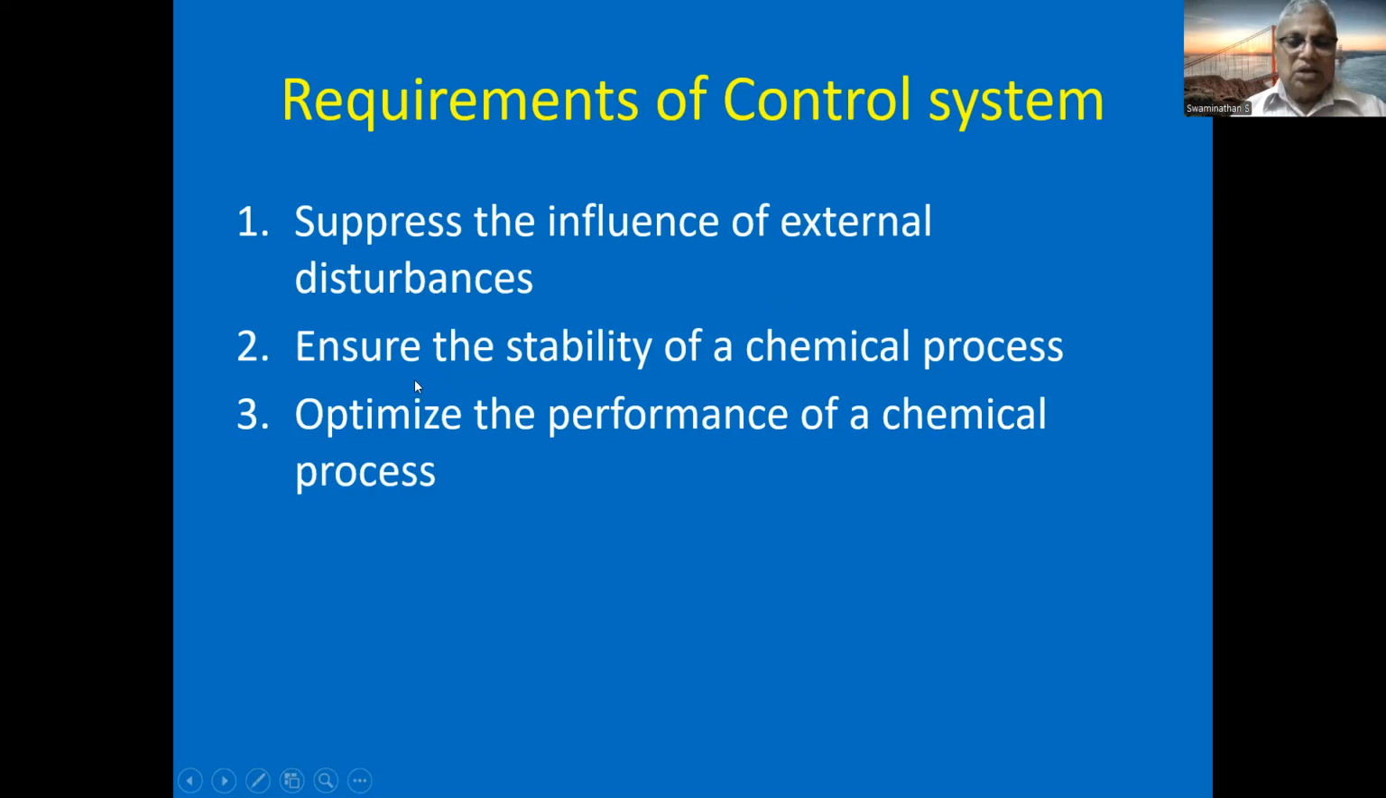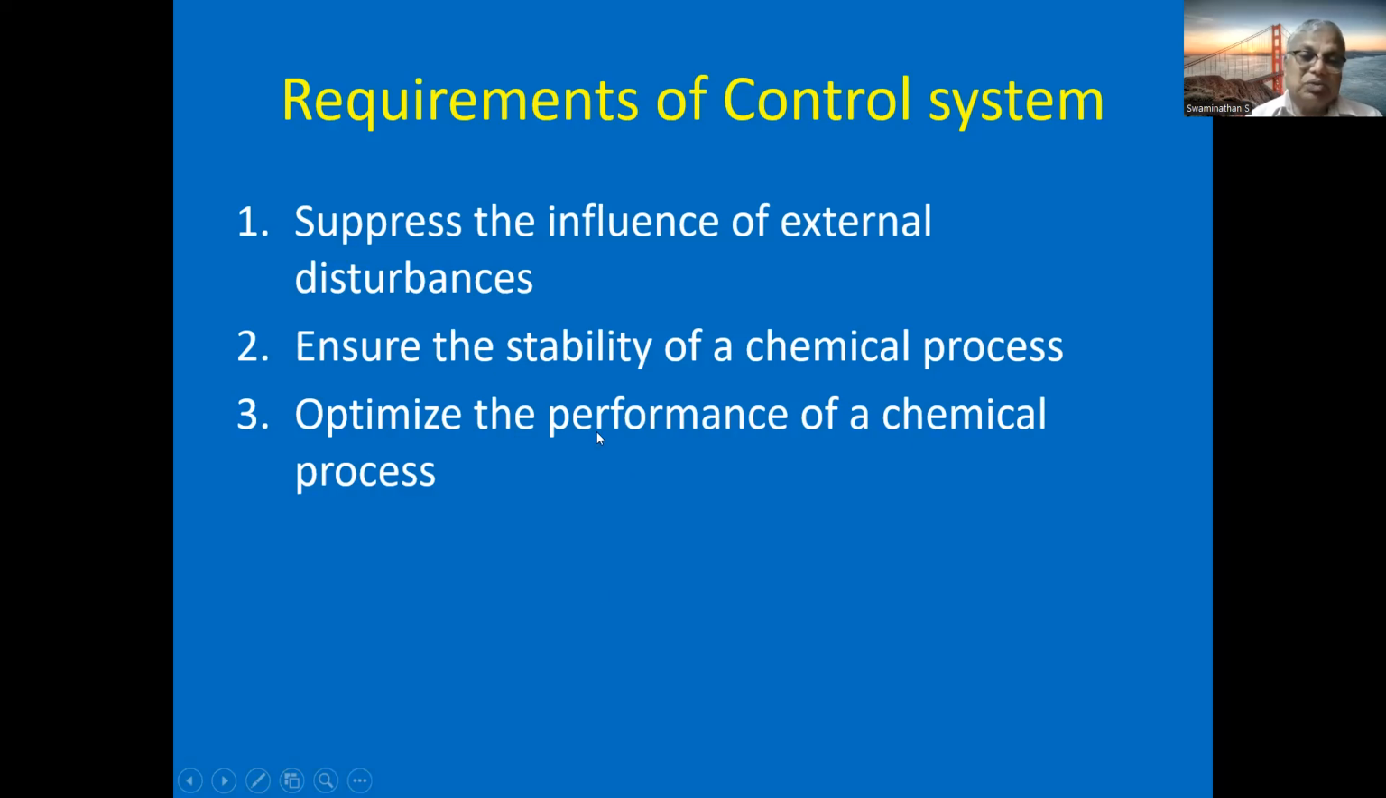When you do this, are you going to get a stable chemical process? And what do you do to ensure the stability of a chemical process? Each one is going to be a topic in great detail, which we'll study in the coming chapters. We'll be dealing with each point, whether it is suppressing the influence of external disturbances or ensuring the stability of a chemical process. We'll be talking in detail about each of these topics when we study the subjects in detail.